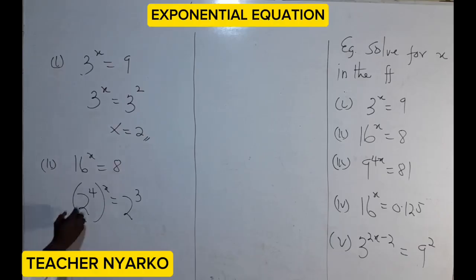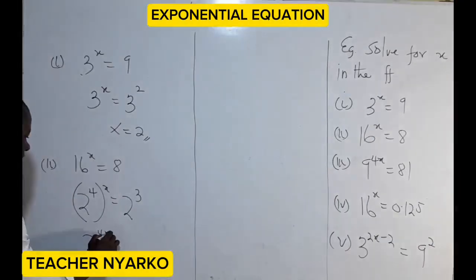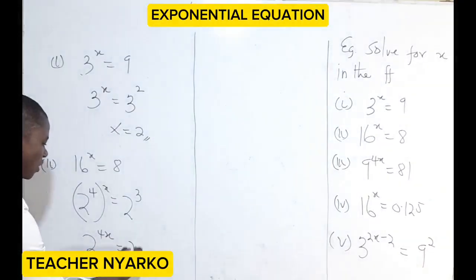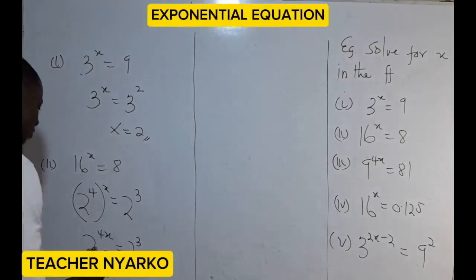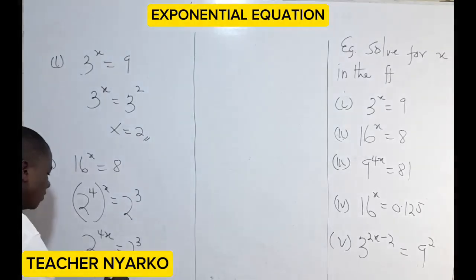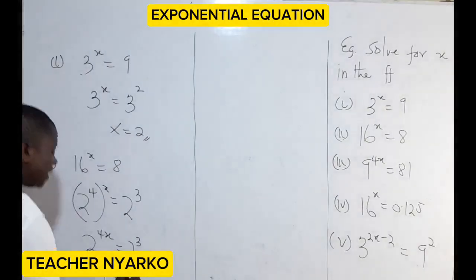Now, this can be simplified as 2 to the power, the exponent here, 4, multiplies the x. We have 4x. This will be equal to 2^3. Do you see that the bases are the same now? The bases are the same, so we can equate the exponents. The exponent here is 4x, so we have 4x equal to the exponent here, which is 3.